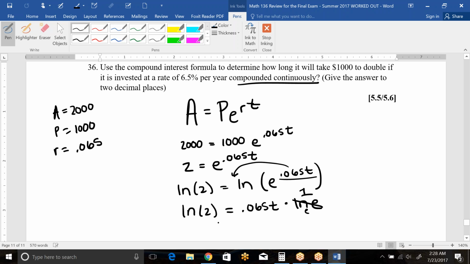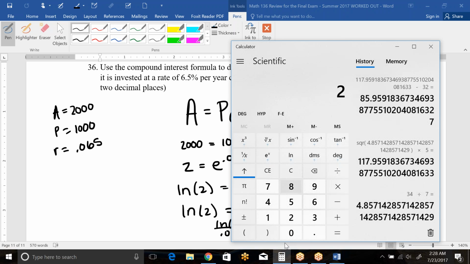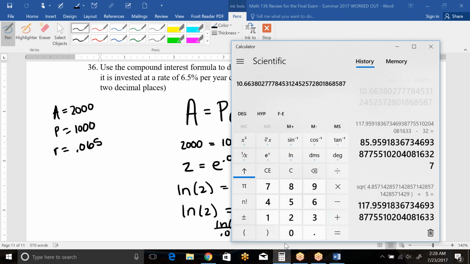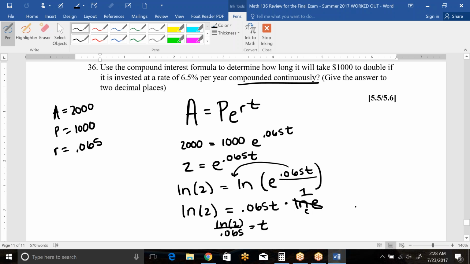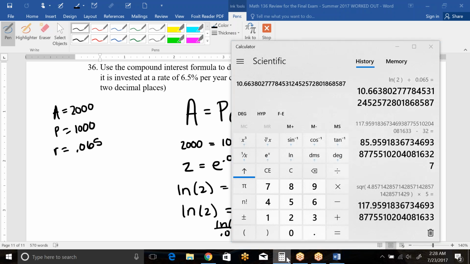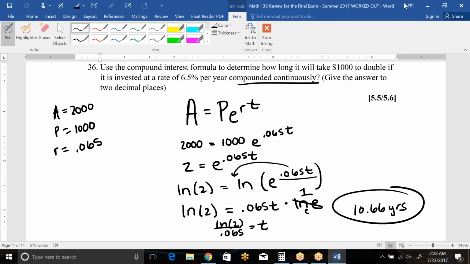So to solve this, we just need to divide by 0.065. And that'll be our time. So natural log of 2 divided by 0.065 is 10.66 years. And that's it for the final review for the final exam.